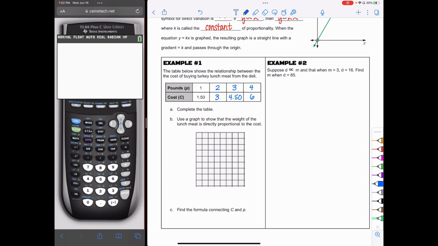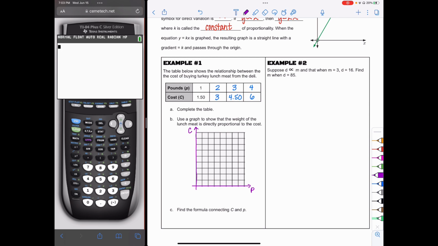So now we need to use a graph to show that the weight of the lunch meat is directly proportional to the cost. So in order to do that, we need to graph our information. The most important thing with graphing is that you need to make sure that you label and scale your axis. So when I label my axis here, I have a y-axis, and instead of calling it y, I'm going to denote it as c for cost. And then you have an x-axis, which is going to be denoted as p, which is your pounds.